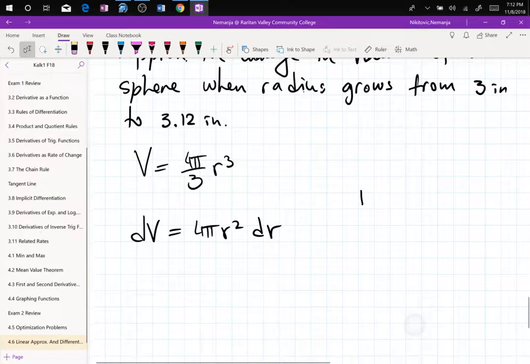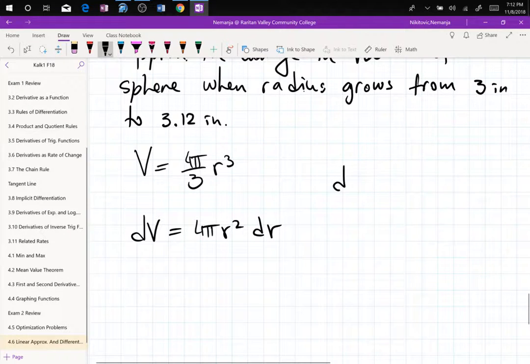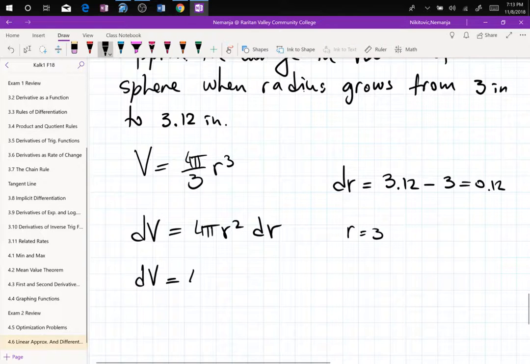So what's my dr, my change in radius? Well, change in radius is new minus old, because it grew. It better be a positive change. So dr is the gain in radius, and that's 0.12 inches. We know the radius used to be 3 inches, and all you need to do is plug in. So the change in volume, approximated, is 4 pi times 3 squared times 0.12. That's all it is.